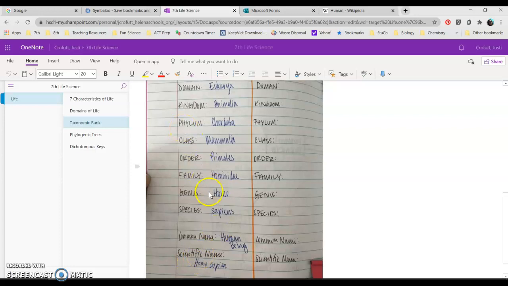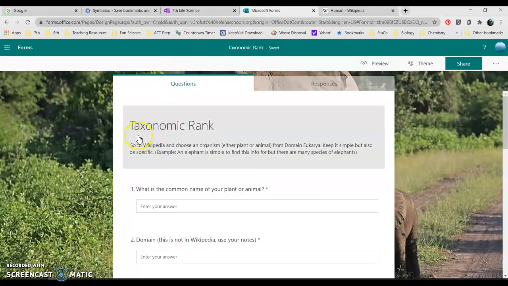Okay, so you guys are going to do an example for yourself, and you're going to choose either a plant or an animal. This is going to be done in a Google form that I have attached to today's assignment or today's post. You will go into Wikipedia and again choose either a plant or an animal from Eukarya. You want to keep it simple but also be specific.